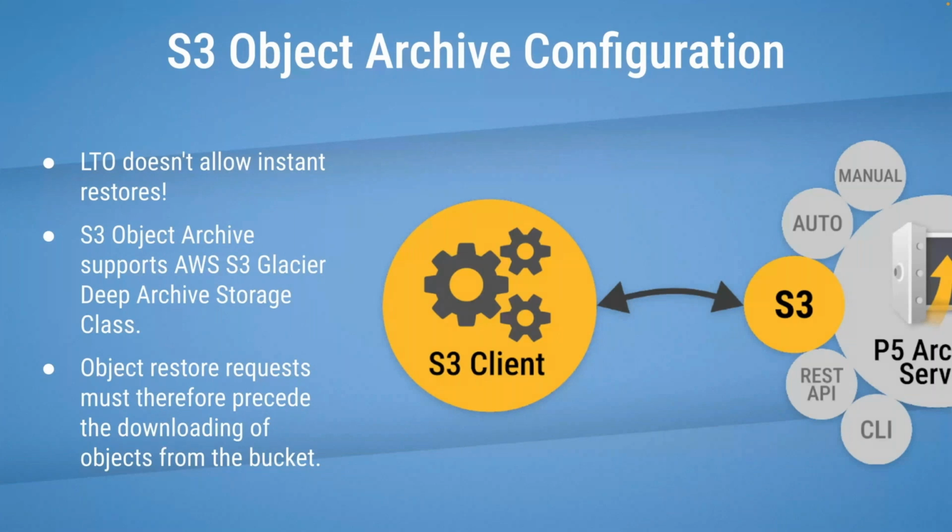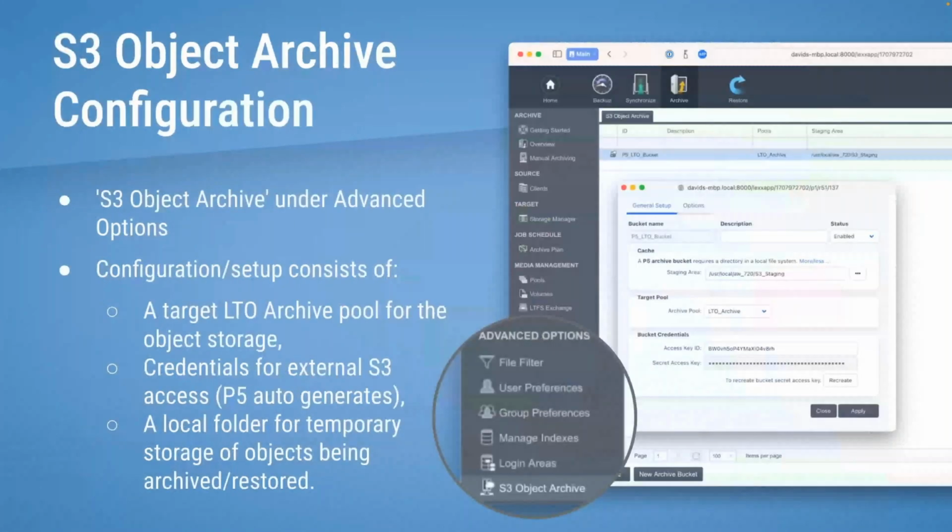So the way this is actually configured within the P5 interface is in a special section under the advanced options called S3 Object Archive, which will be there when you've got the P5 archive module licensed. And the setup is pretty simple. So the configuration setup consists of a target archive pool. So that you can see the target pool is selected from the drop down. This needs to be a pool with tapes in it, either P5 native format tapes or LTFS tapes, and the data will be sent to those tapes. So it's just a simple selecting of the pool.